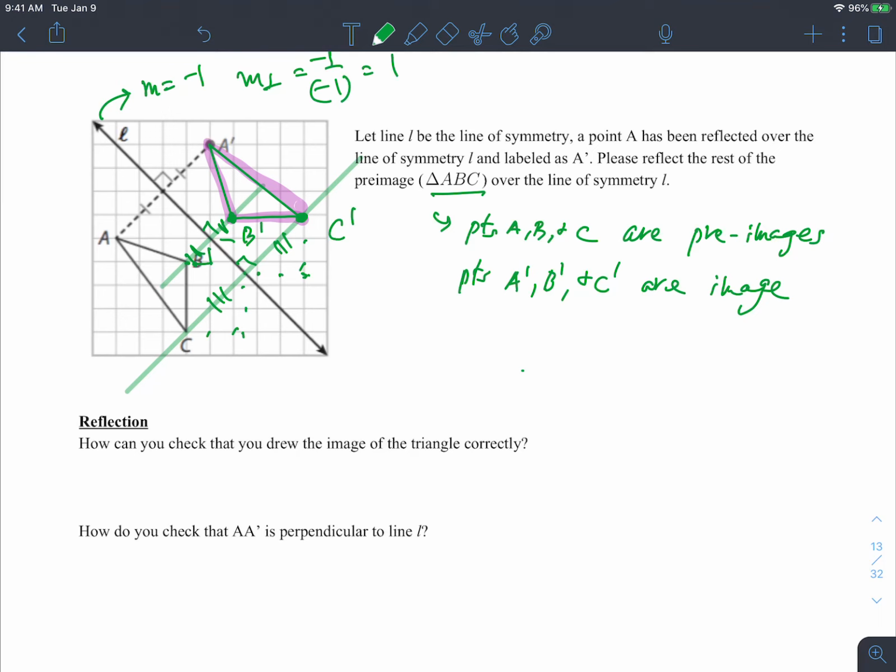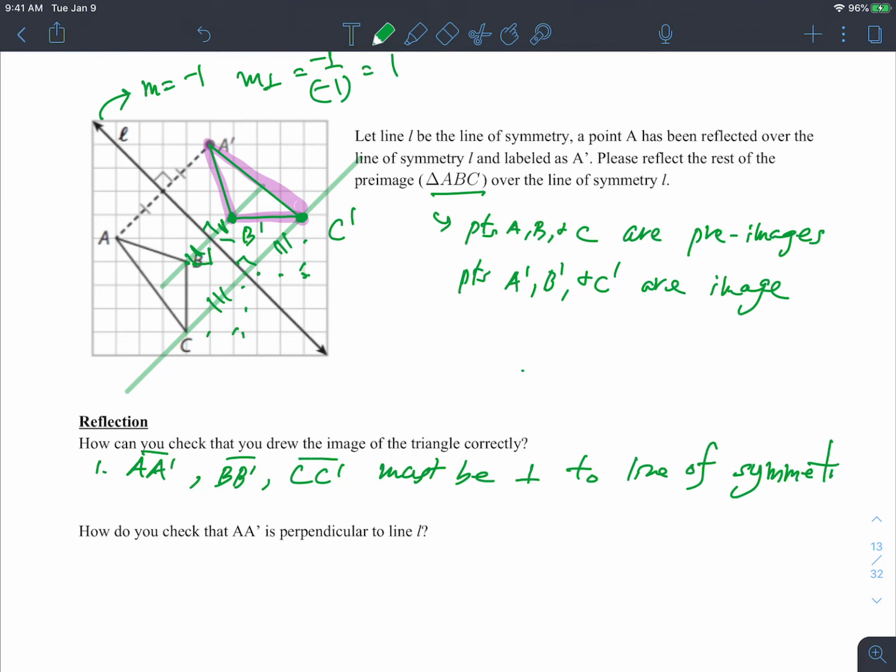So let's try to reiterate what we just talked about, right? Number one, A prime. So when I connect this to this, B prime segment, and segment C prime must be perpendicular to the line of, that was pretty bad handwriting, line of symmetry.